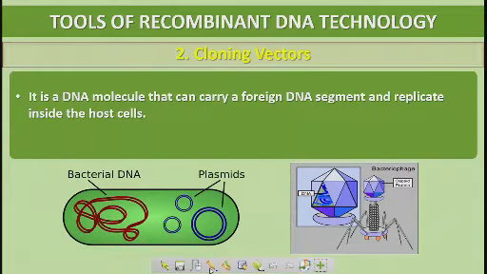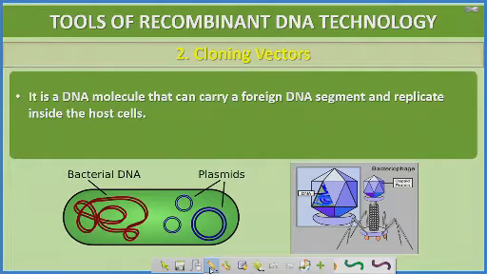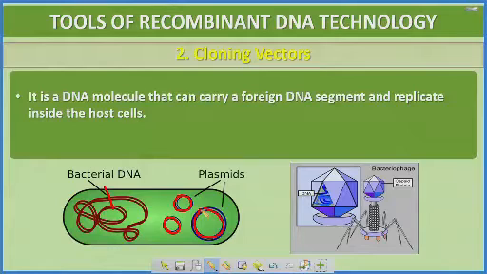So, this is the bacterial cell. This is the main chromosomal DNA of the bacterial cell, and these circular rings are the extra chromosomal DNA called the plasmid. These plasmids are circular DNA molecules which carry 10 to 30 genes.